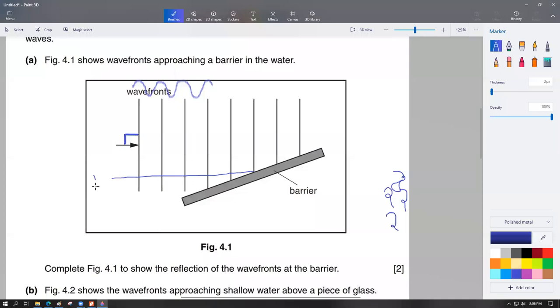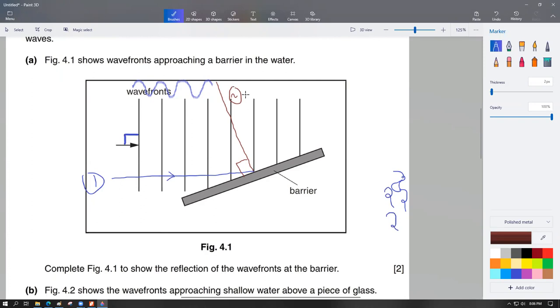Step number one, I'm going to label this with an arrow representing that this is the incoming wave. These are the wave fronts. This is the incoming wave. The second thing I'm going to do, using a protractor, is draw a normal at this point. This normal will always be normal to the surface or the barrier. So this normal is producing a 90 degree angle with the surface over here. This is the 90 degrees, not with the incoming wave. So this is my step number two. We first draw the incoming wave direction, then we draw the normal.